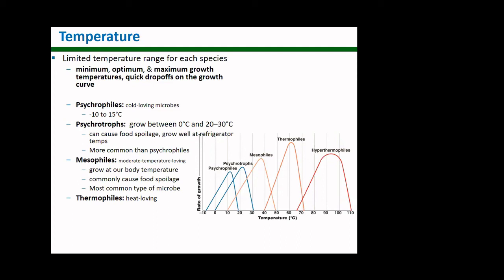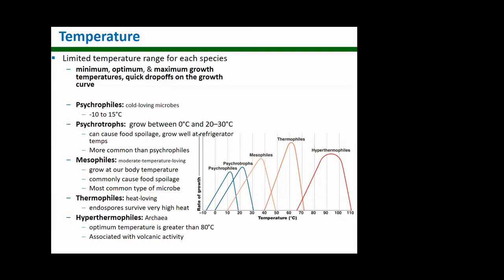And then we have our thermophiles, which love the heat. They can make endospores that survive very high temperatures. They grow from between 40 and about 72 degrees Celsius. The highest ones are hyperthermophiles. These are usually our archaea, but some bacteria can be in this category as well. They grow at very, very high temperatures, greater than 80 degrees Celsius, oftentimes associated with volcanic activity. So hot springs, deep sea thermal vents, those sorts of things. That's where those bacteria like to grow.